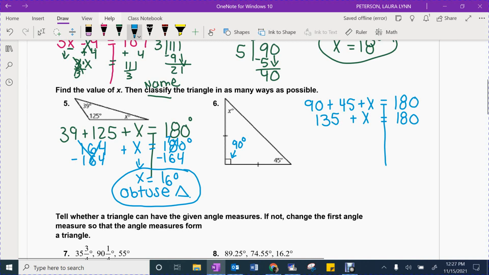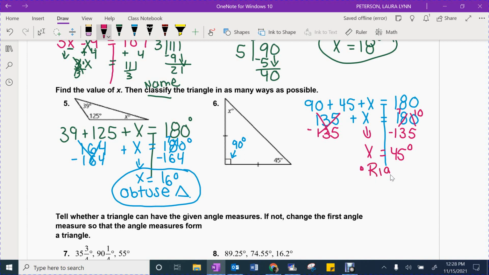To get x by itself, what am I actually doing? I'm just subtracting. So this tells me x equals 45 degrees. Again, I can't do 0 minus 5, so I borrow from my 8, makes it a 7, which makes 0 a 10. But not done, because I need to name my triangle. Now, anytime you have a 90-degree angle, box in the corner, this means you have a right triangle.